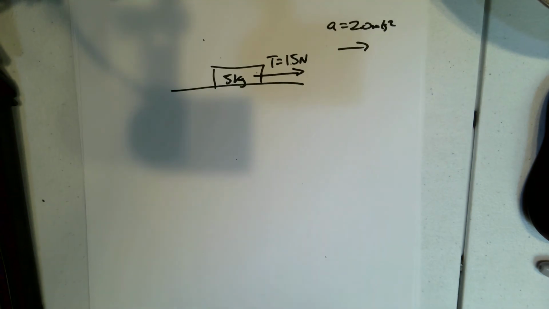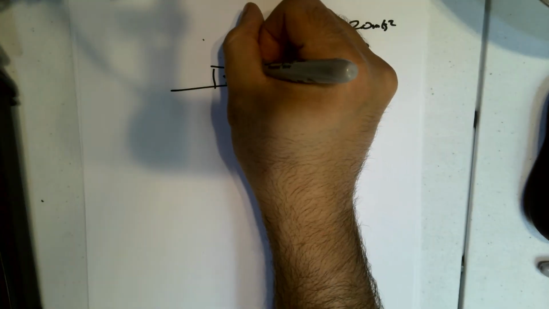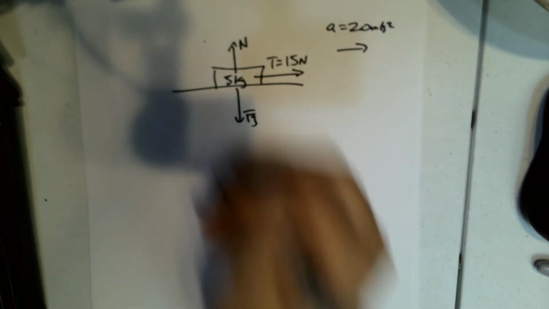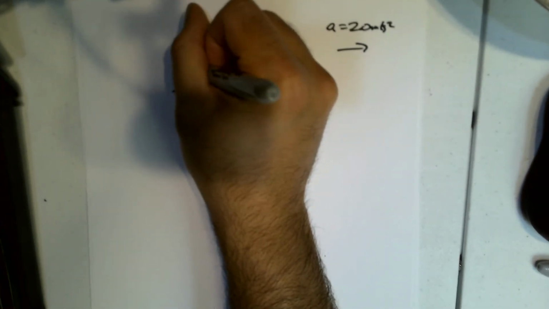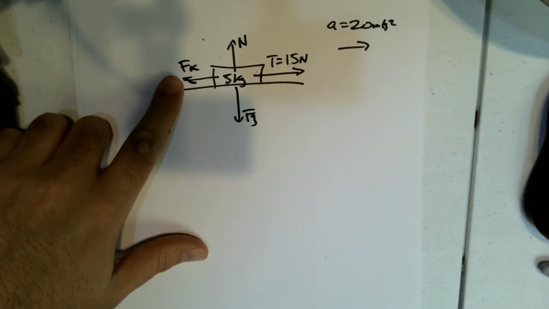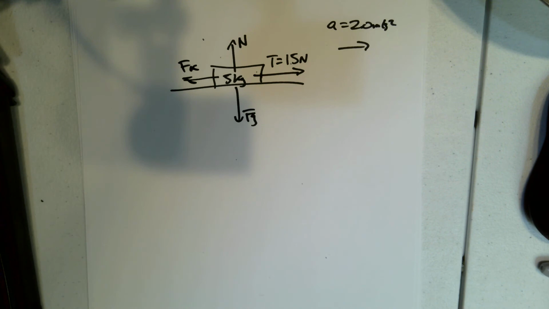Now that's not the only force in play here, right? You've got a normal force, you've got gravity, and then in addition to that, it's on a surface, so let's say that there's some kinetic friction here. Some people go, what if it's frictionless? Well, if it's frictionless, when we solve for that, we'll get 0. Let's see what we get.